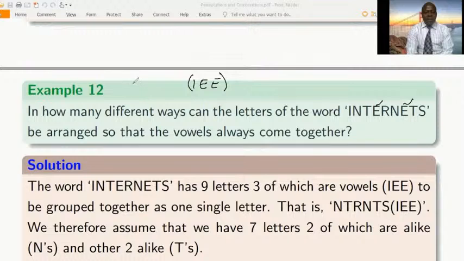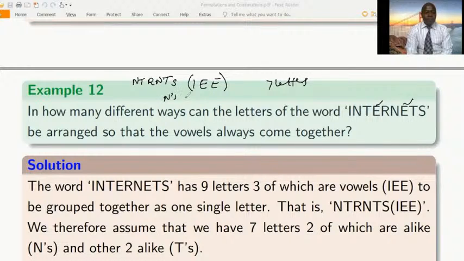And then the consonants here, we have N, T, R, N, T, S. So how many letters do we have? We have 1, 2, 3, 4, 5, 6, 7 letters. We have 7 letters. Of these 7 letters, which ones are similar? We have N.